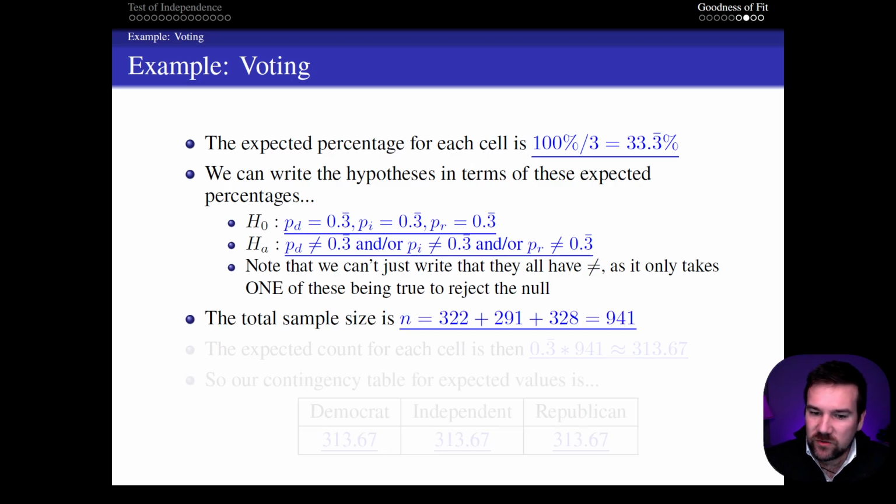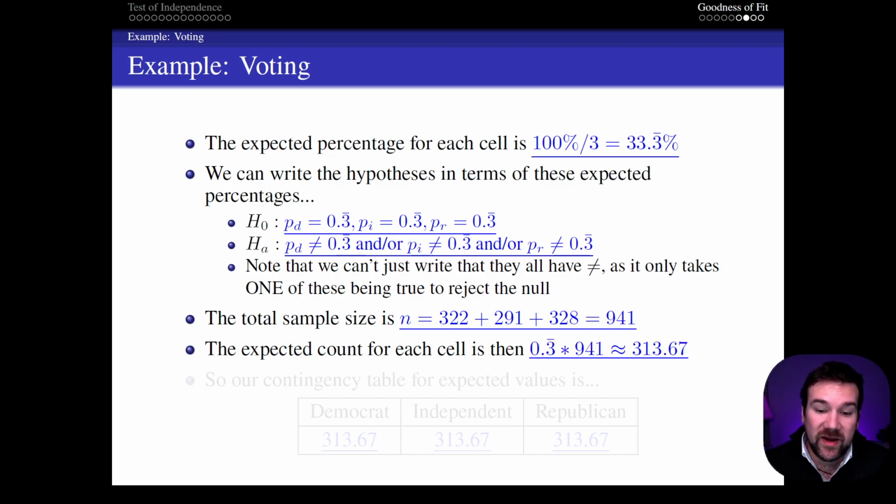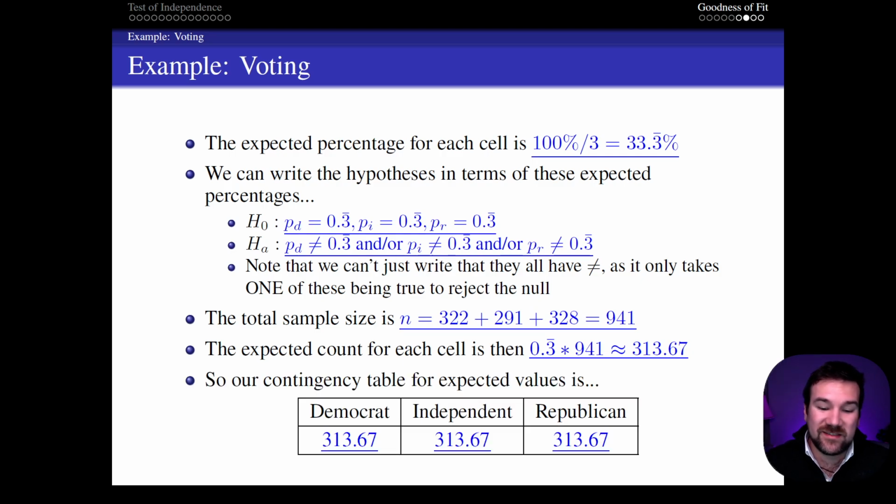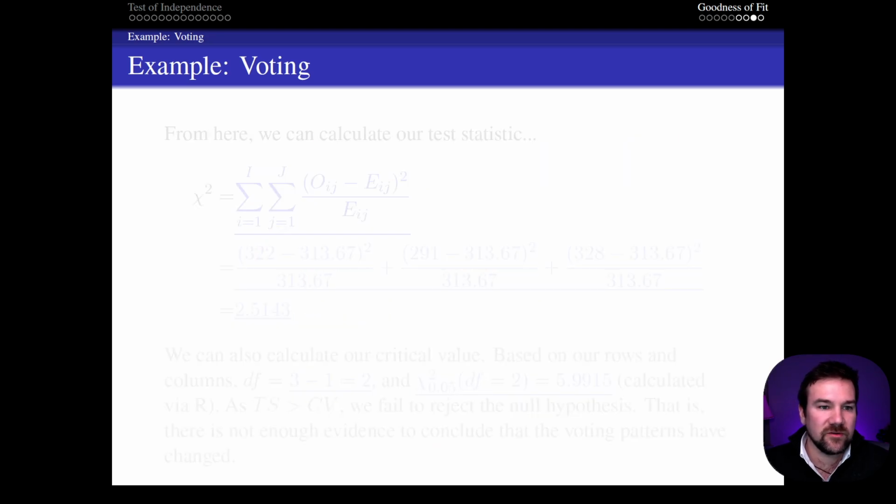All right, total sample size. Well, I add up the total number of observations from each of the 3 cells in the observed contingency table, and I get 941 total observations. The expected count for each cell is the decimal version, the proportion expected for each cell, times the total sample size. So for each cell, I'm expecting, because they're all the same proportion, 313.67 participants in each cell. That's the expected value, assuming these were all the same. And essentially all that is taking the total number of people and evenly splitting them in the same cell. So that's where we get these numbers here from.